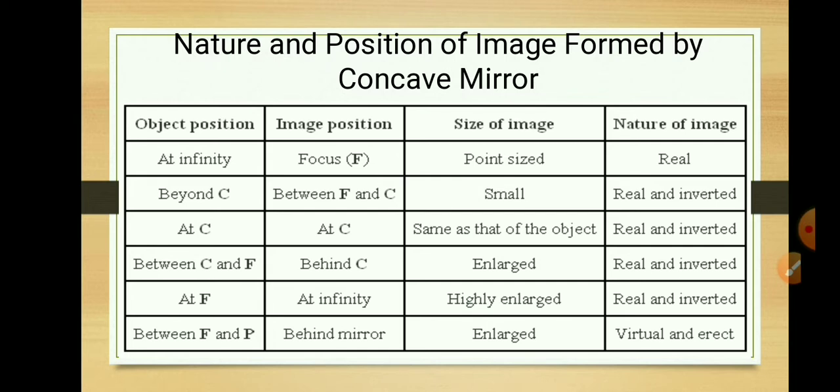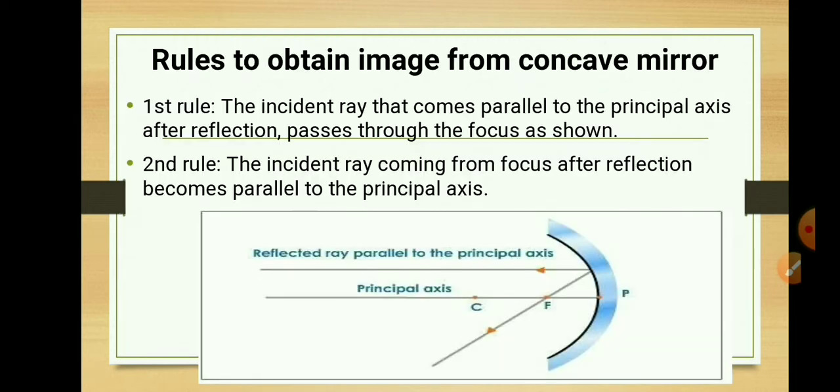Students, in the previous video, we also learned about light ray rules for obtaining images by spherical mirrors. We will take a quick recap of all these rules. So let's start with the rules of the concave mirror. In this type of mirror, the first rule is what? The incident ray that comes parallel to the principal axis, after reflection, passes through the focus.